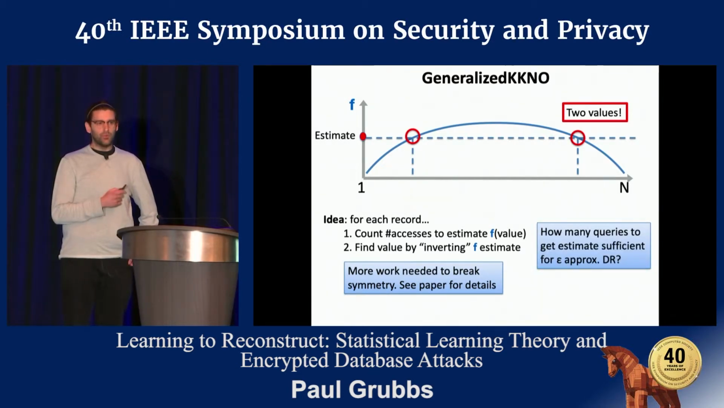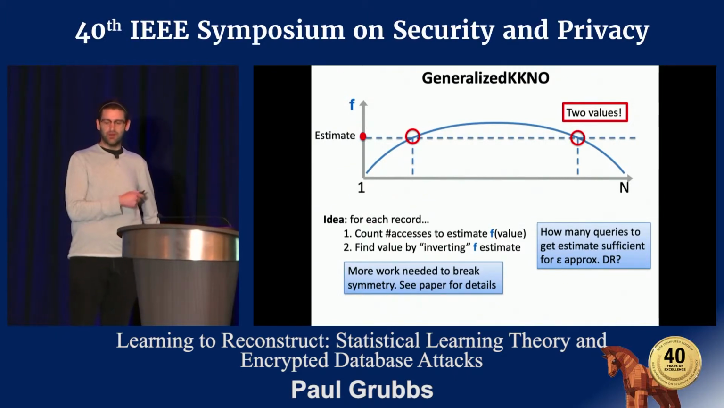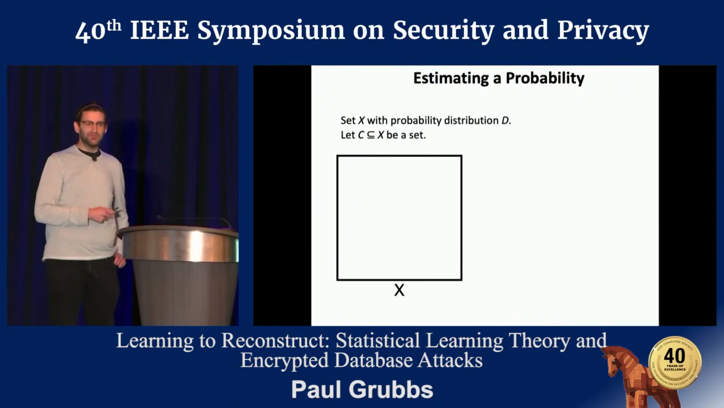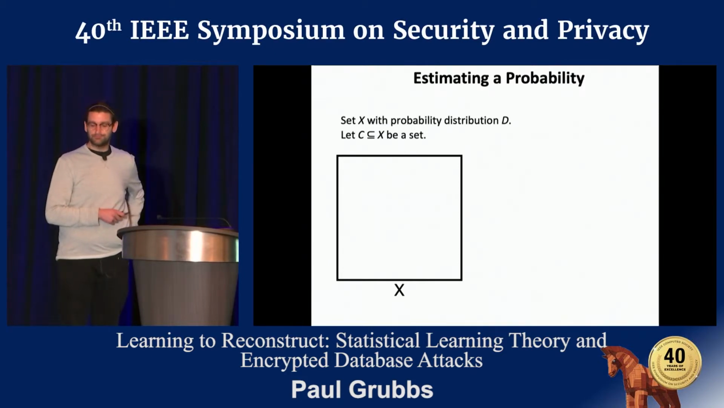So then with this, the question becomes, how many queries do we need to get an accurate enough estimate of the value of f for each of the records in the database to accomplish epsilon approximate database reconstruction? And to understand this, we'll take a quick detour into probability.